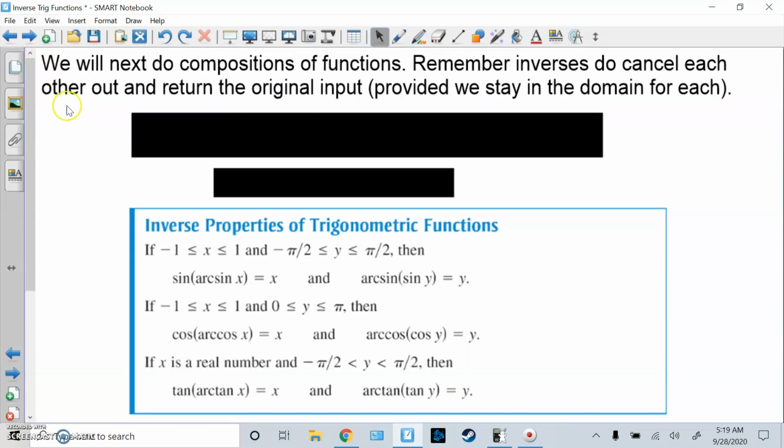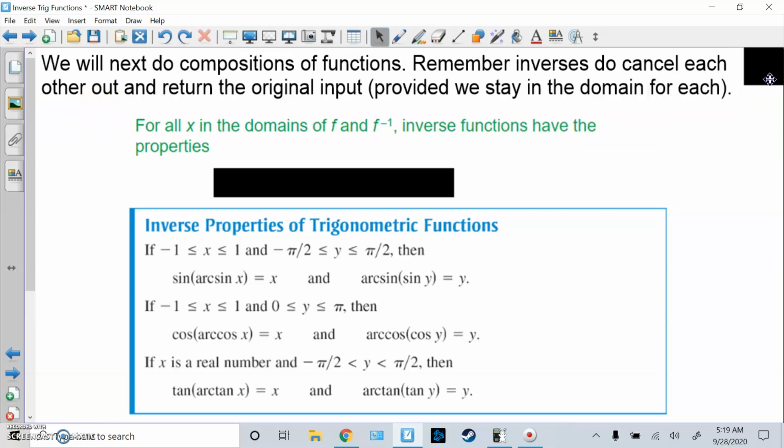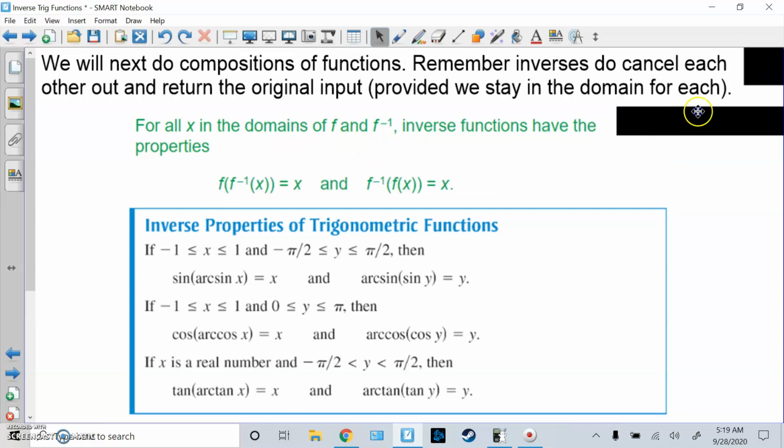All right, so next we'll do compositions of functions. Remember, inverses do cancel each other out and return the original input, provided we stay in the domain for each. So remember, for all x in the domains of f and f inverse, inverses will have the following properties. f of f inverse of x will be x, and then reverse as well. f inverse of f of x will give us x. So here are the properties.